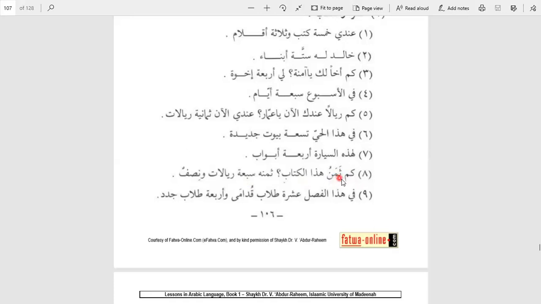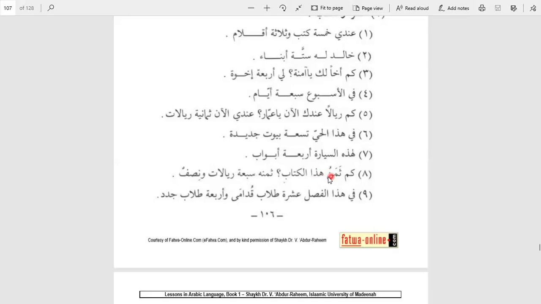Kam thamanu. Usually when we use kam thamanu, this thamanu is value. It's usually used in most cases with kam. So we say kam thamanu hada kitab. What value does this book have? How much is this? So if you want to ask the price, thamanu in most cases is used for the price of something. Kam taman hada kitab.